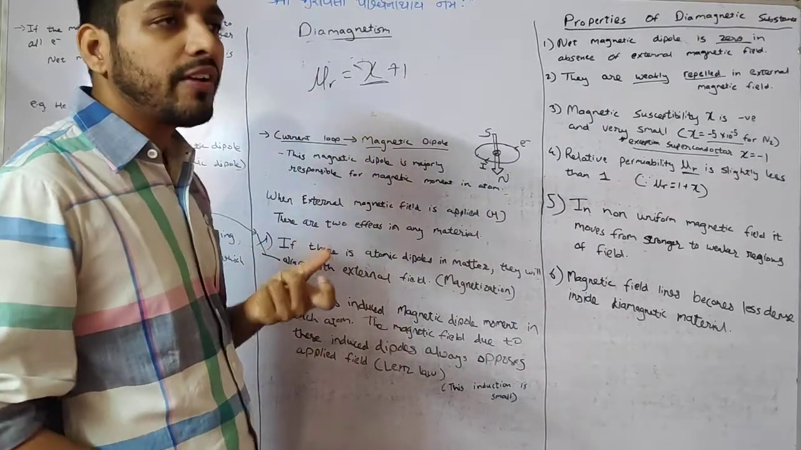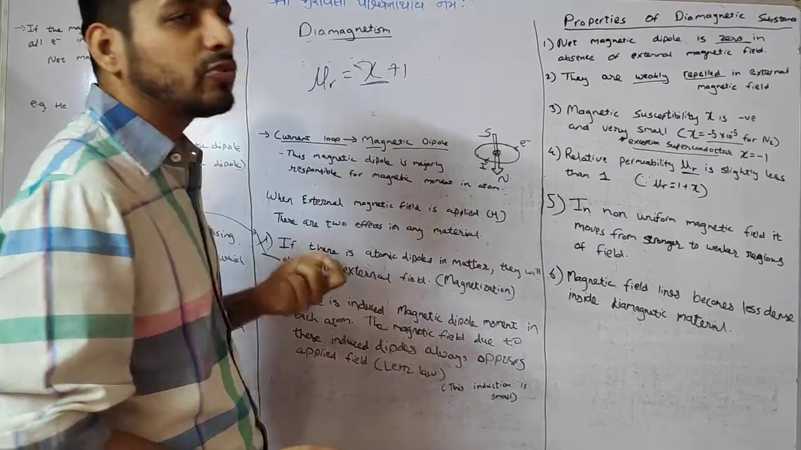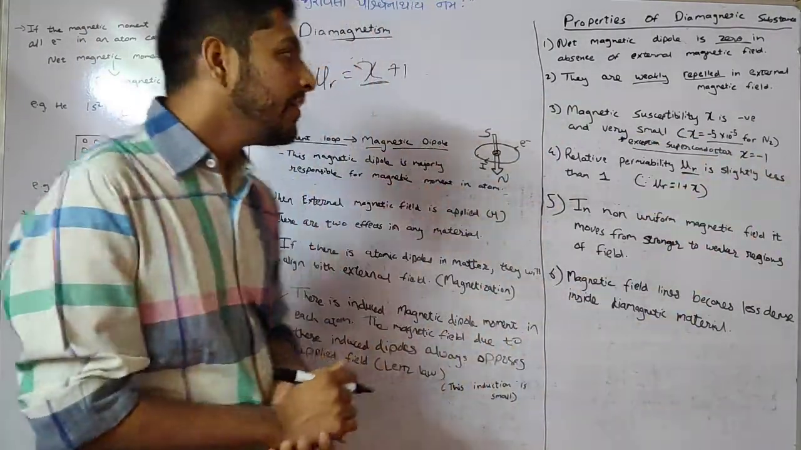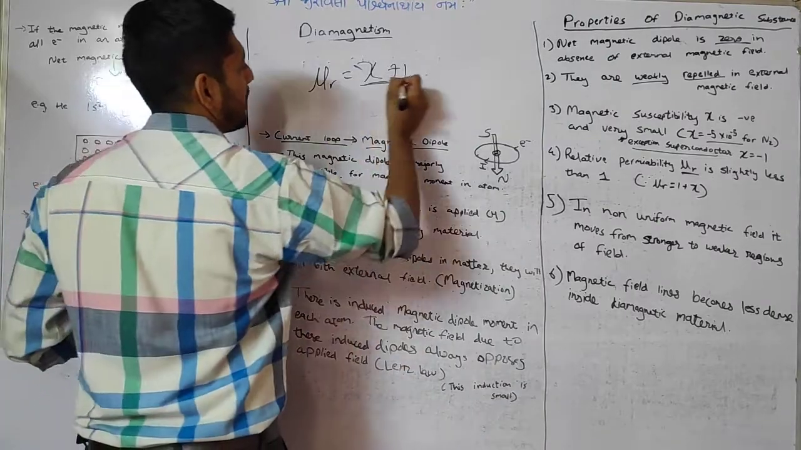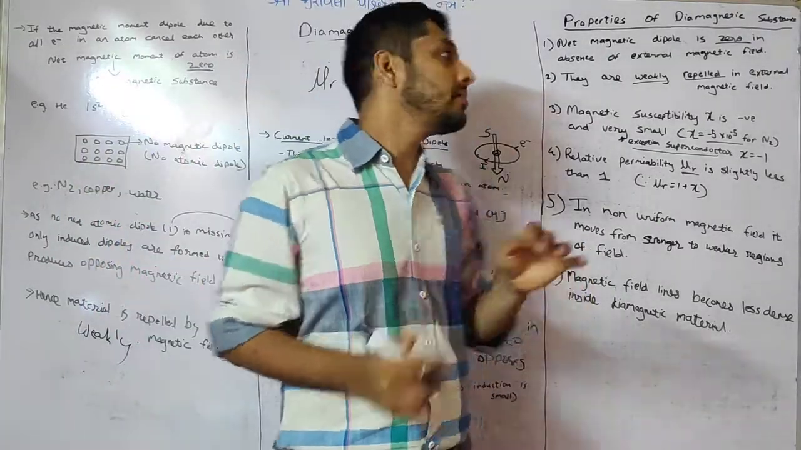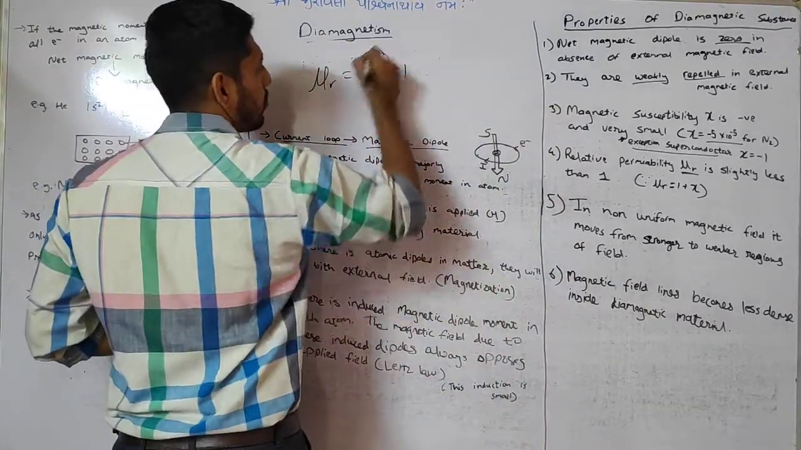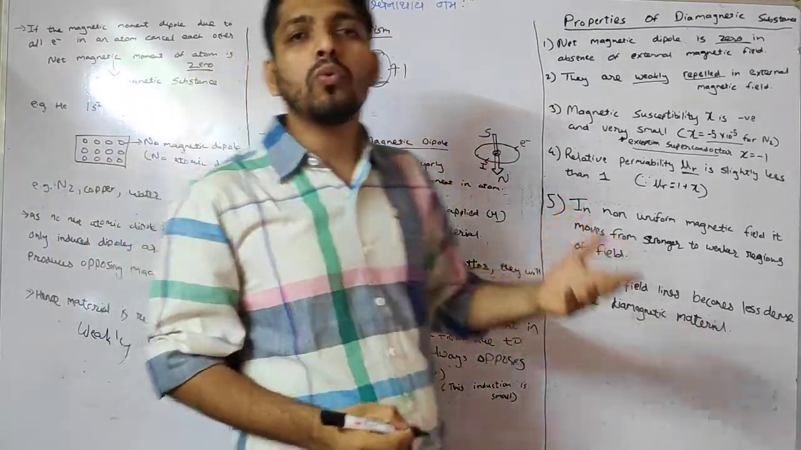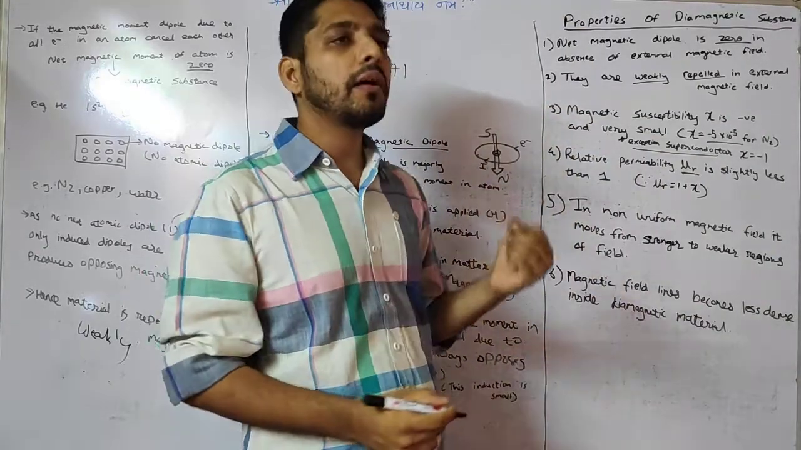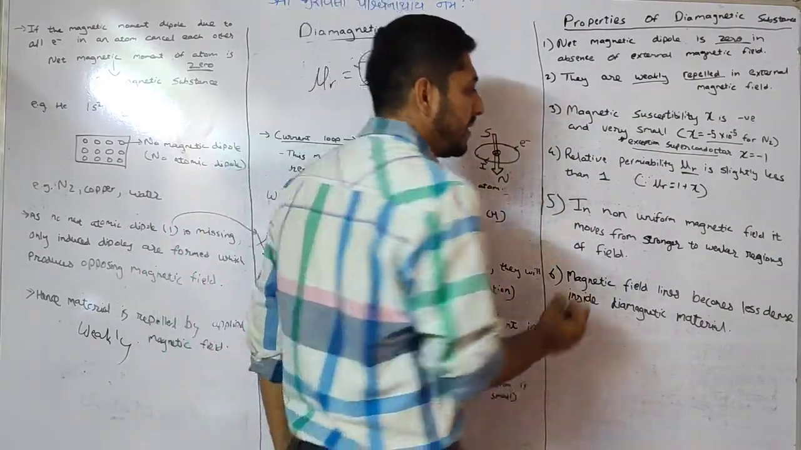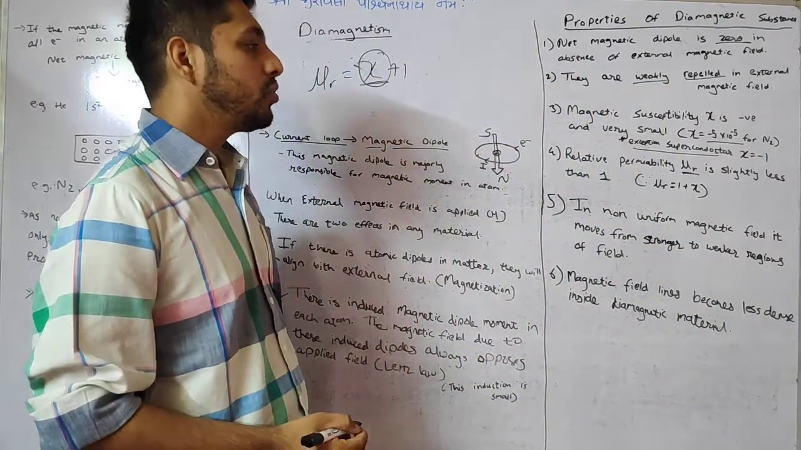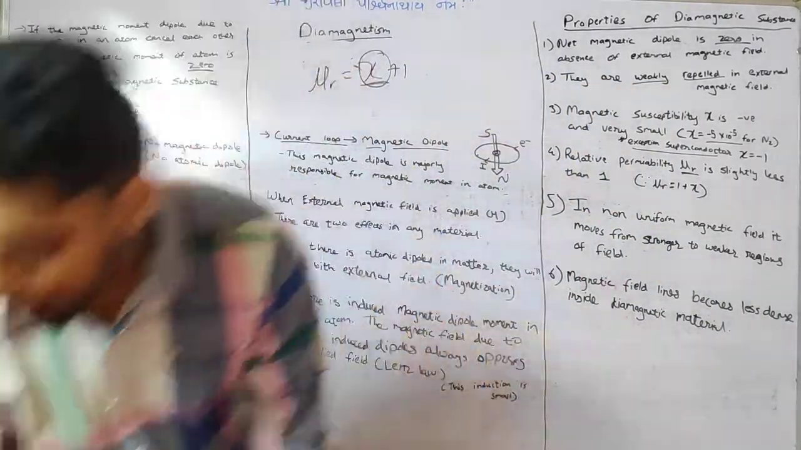Okay, and what is the value of zeta? It is generally very small, of the order of 10 raised to -5, which means that mu r will be less than 1, and only very slightly less than 1, because the value of zeta is very small, which means it is approximately equal to 1 only. So it will be slightly less than 1. That is relative permeability. Next, in a non-uniform magnetic field, it moves from stronger to weaker regions of the field.